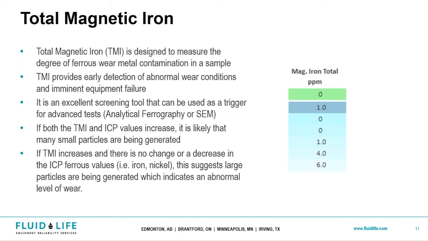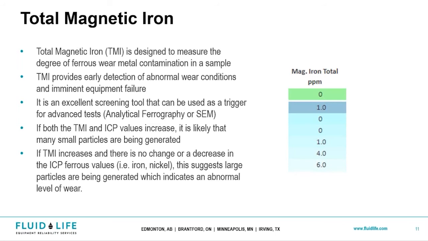And if you're seeing both the TMI and ICP values increase in the generation of wear in parts per million, it's likely that you're going to see a bunch of small particles that are generated that are ferrous, right? But on the other end of the spectrum, if TMI increases and there's not a change, or there's a decrease in the ICP ferrous values, this is going to suggest that a large size particle or multiple of them are going to be generated, which indicates an abnormal level of wear versus something that you would expect to see in these figures, right?